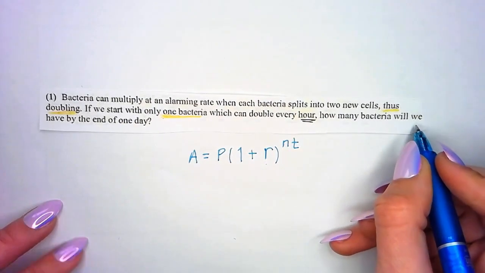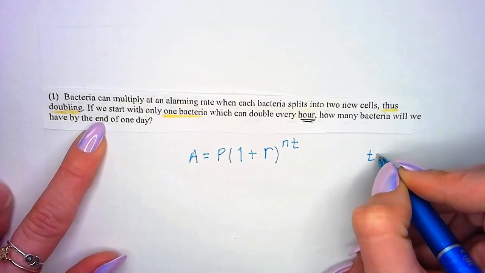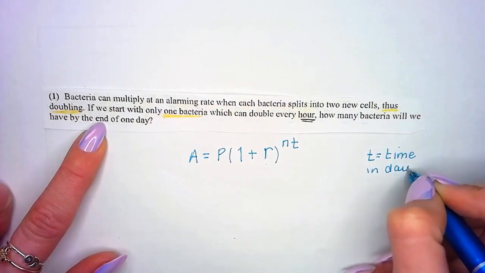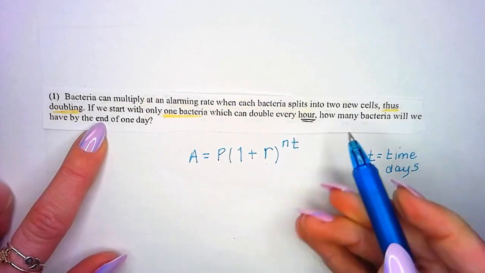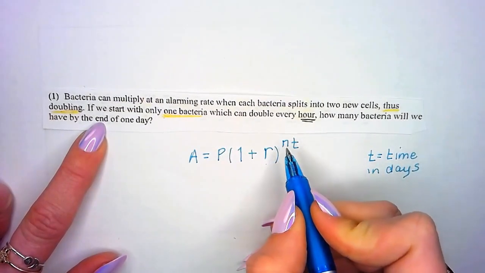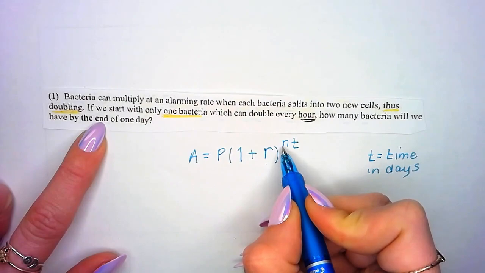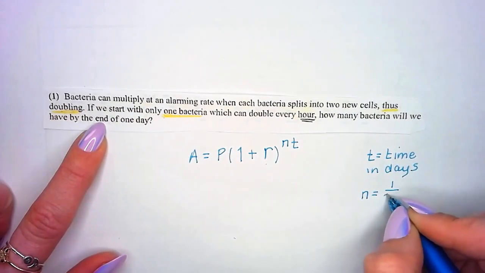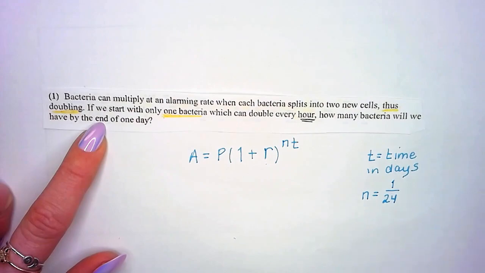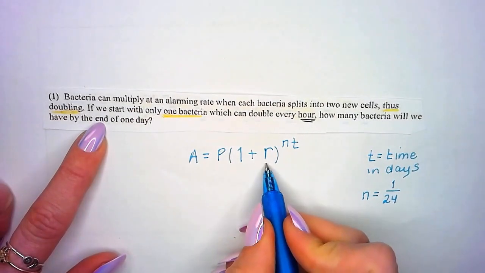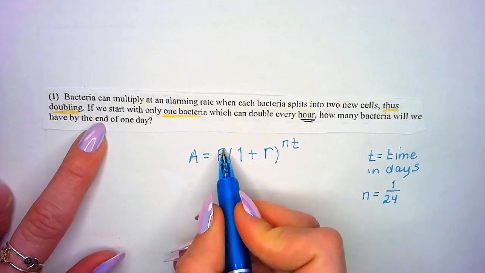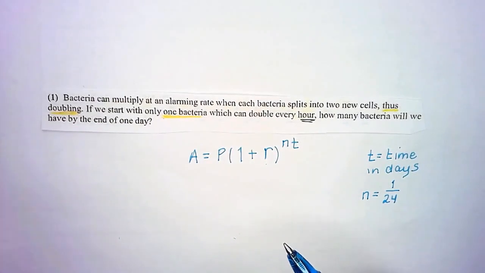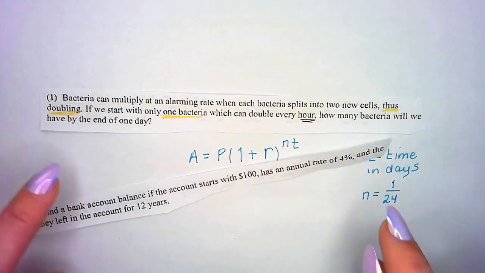How many bacteria will we have by the end of the day? If I let t equal time in days, and we double every hour, then we're going to have a horizontal compression of 24. That will mean n equals 1 over 24. My rate is still 100%. That will double. And I started with one cell. Pay attention to units. Pay attention to this little trick here.